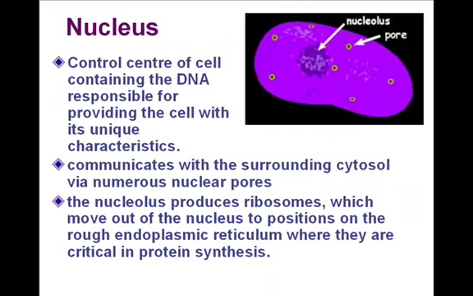So we'll start with the nucleus, and that is the control center of the cell. It contains the DNA, which is responsible for providing the cell with its unique characteristics. The nucleus communicates with the surrounding cytosol via a number of nuclear pores, sitting right there. And the nucleolus produces ribosomes, which move out of the nucleus to positions on the rough endoplasmic reticulum, where they're critical in making protein.